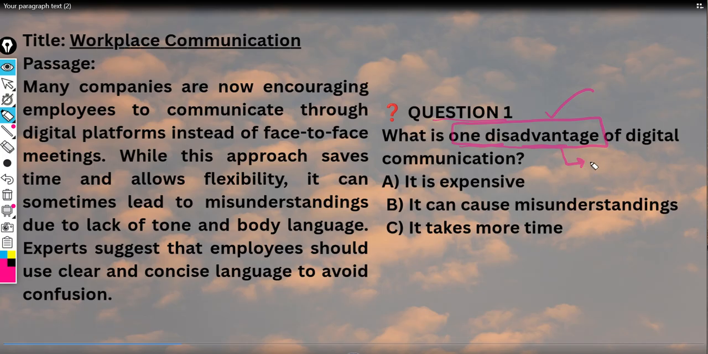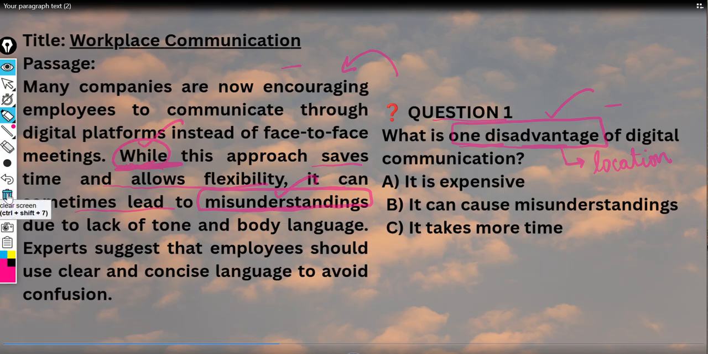Keywords are very important. They will tell you the actual location of your answer. Disadvantage is a negative word, therefore I will be looking for a negative word in the text. So I have a connector here, while. In the second line, while this approach saves time and allows flexibility. Here, while is a contrasting connector, therefore I know it will lead to negative information further. It can sometimes lead to misunderstandings due to lack of tone and body language. Misunderstanding is again a negative word. This is where I might find my right answer.